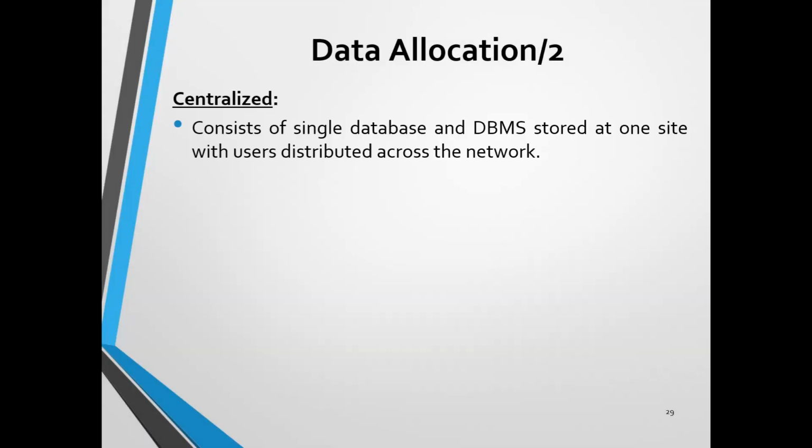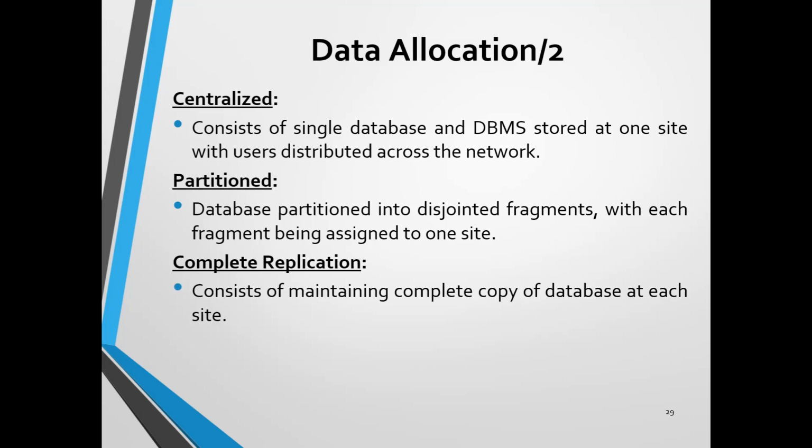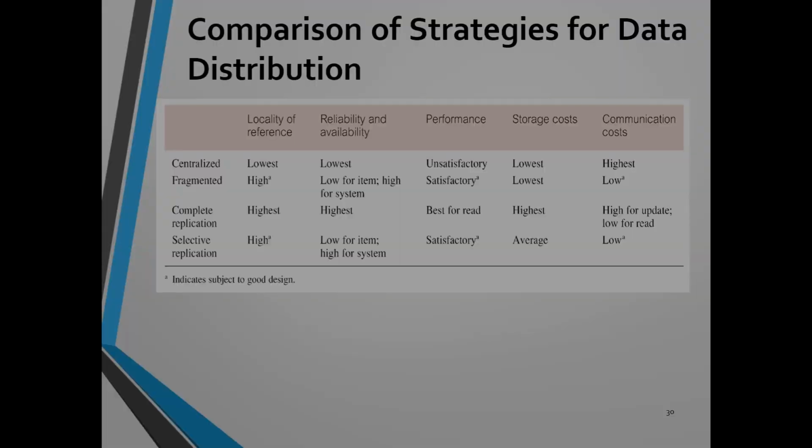For the centralized, we have it consisting of a single database and DBMS stored at one site with the users distributed across the network. For the partitioned, the database is partitioned into disjoint fragments, with each fragment being assigned to one site. Complete replication consists of maintaining a complete copy of the database at each site. Selective replication, a combination of partitioning, replication, and centralization.